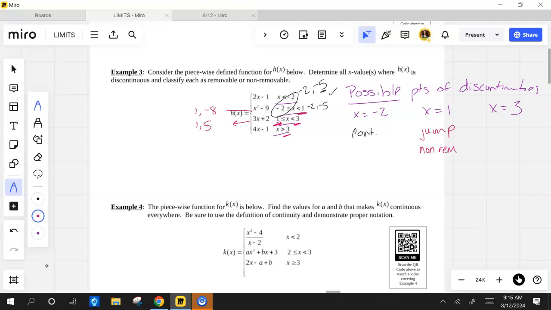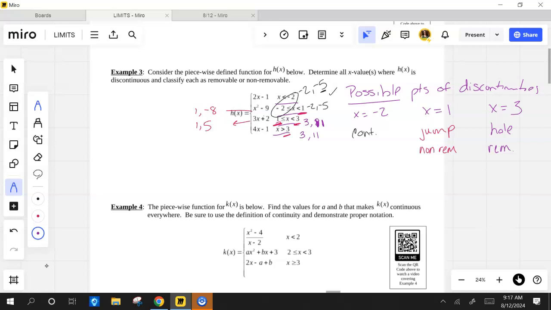Sullivan says 3 is continuous. If I plug in 3 here, I get the same thing. That's telling me the left-hand limit equals the right-hand limit. But that's not all continuity needs to show. Function value: what's the function value at 3? Uh-oh, it's not defined at 3. So there's a hole there, so it's a removable discontinuity.